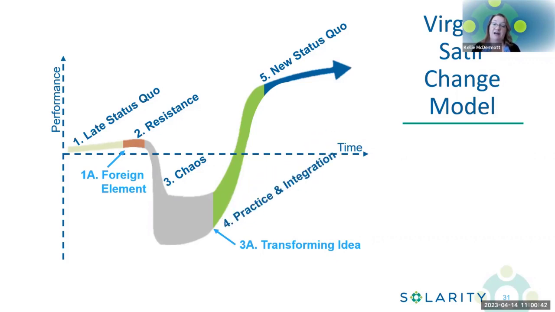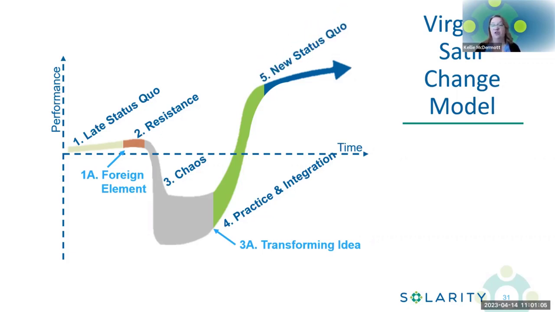Work performance begins to increase here. In the practice and integration stage, the stakeholders try to implement their new ideas or behaviors. There may be some setbacks and a period of trial and error, but eventually they learn what works and what doesn't. This leads to improved performance, and sometimes this performance is even higher than when the foreign element was first introduced, which I think is really interesting.